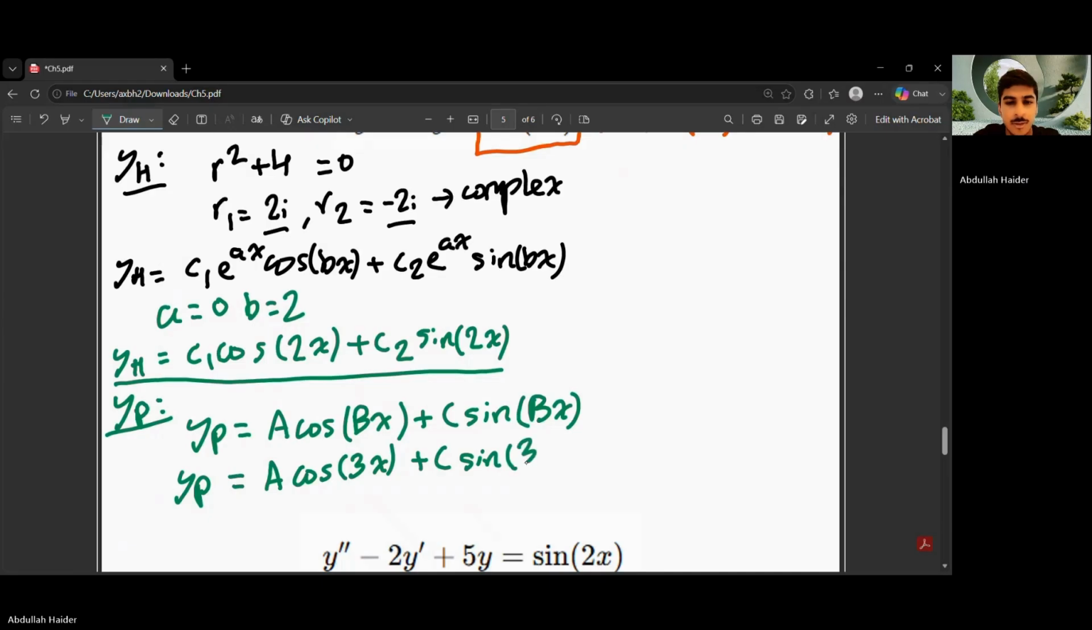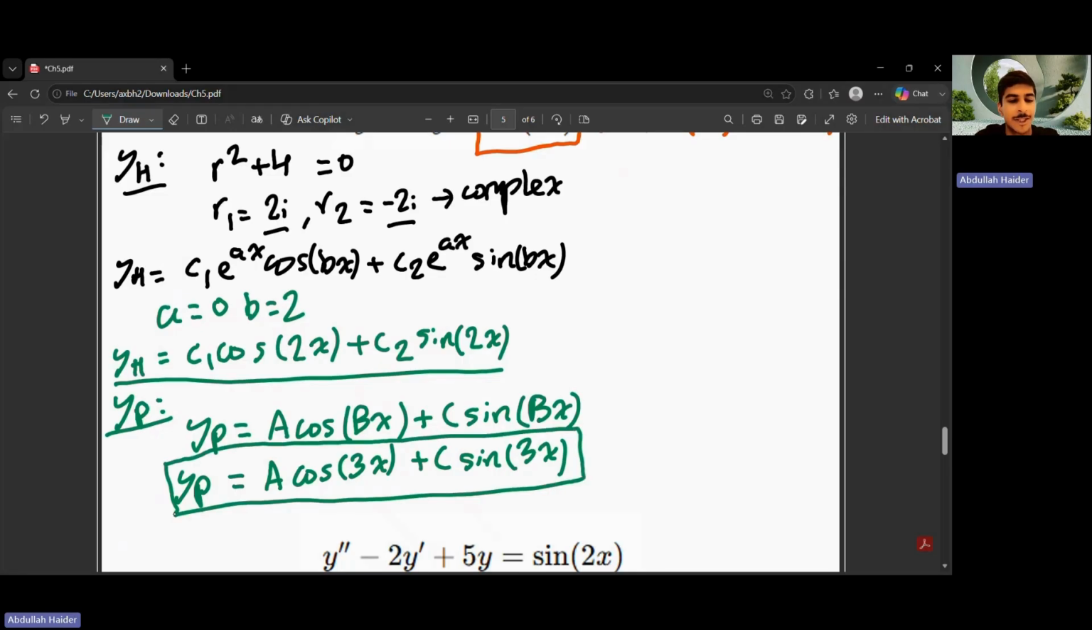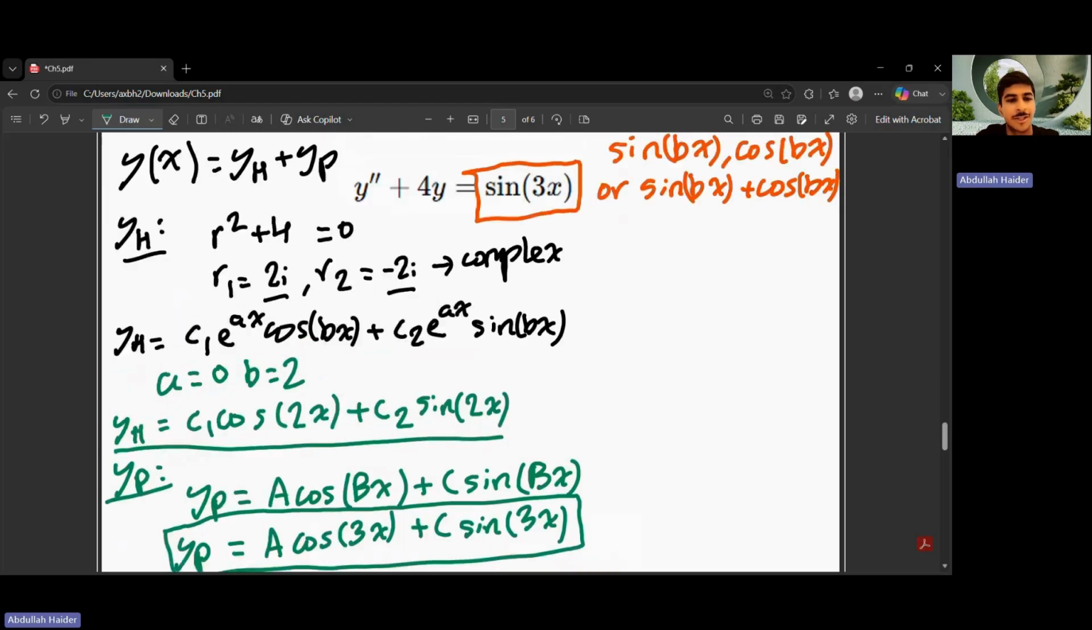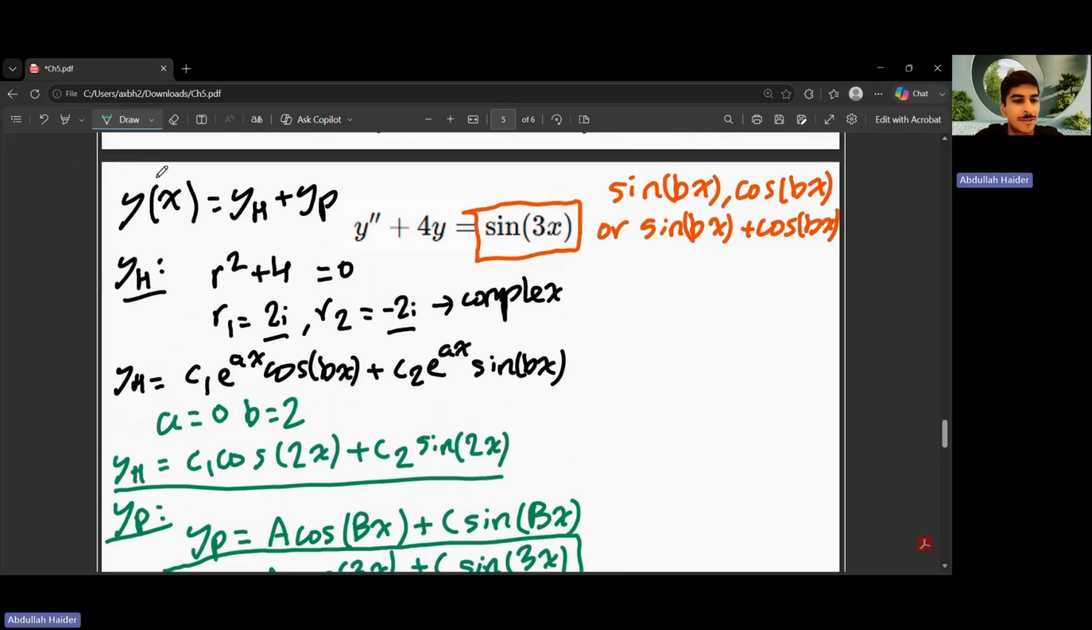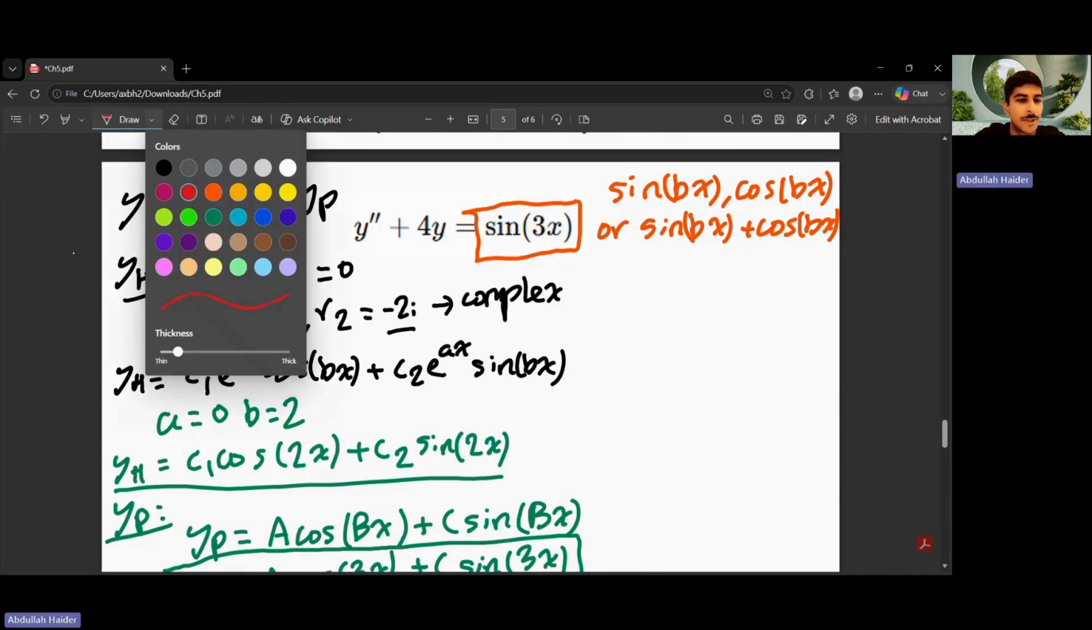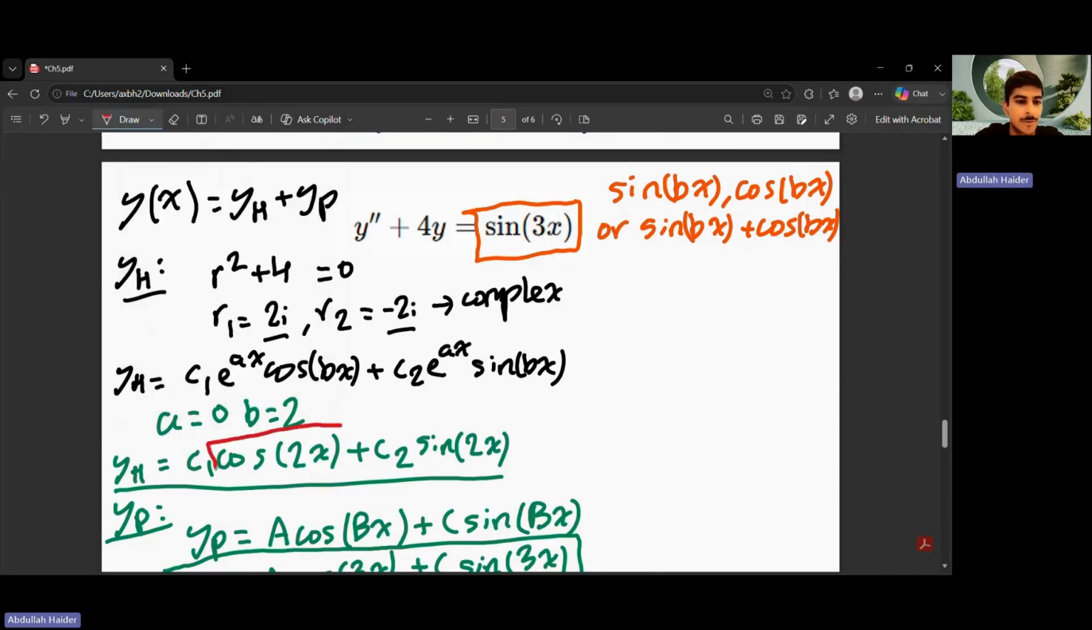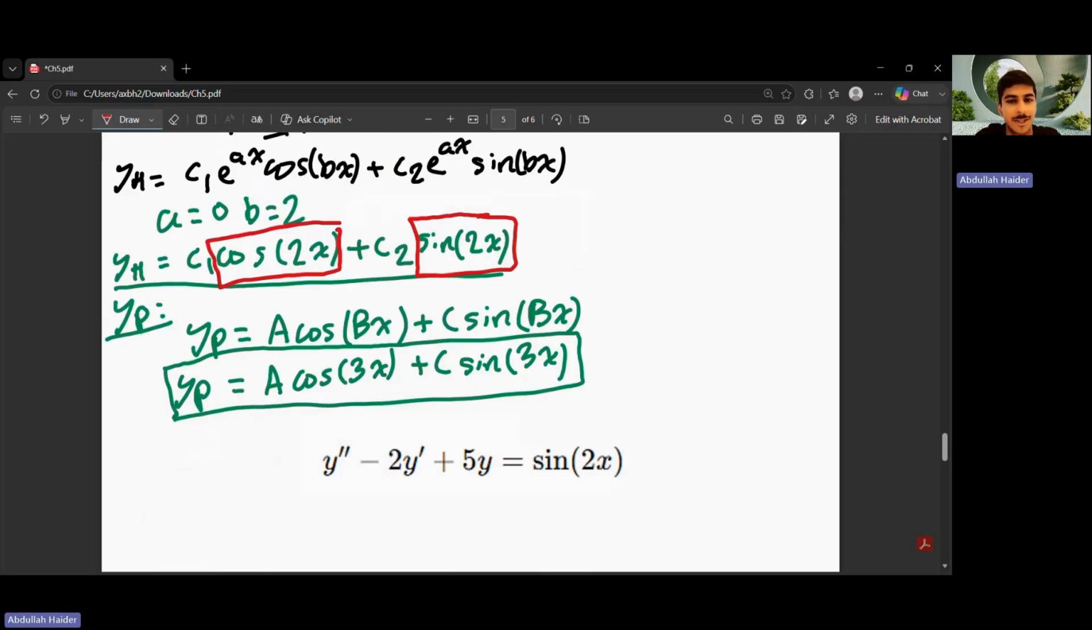Now, as I said before, and as we did in the last three cases, we need to check whether our homogeneous solution has anything in common with sine 3x. So here we have a cosine 2x and a sine 2x. None of them are related. So cosine 2x is not the same as sine 3x. Sine 2x is not the same as sine 3x. So we don't have to multiply this by x.